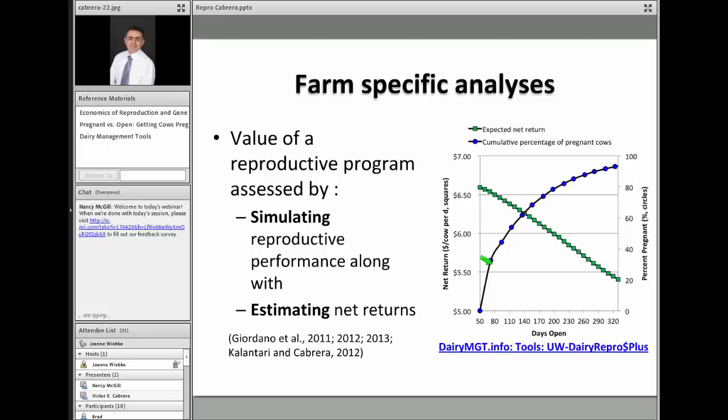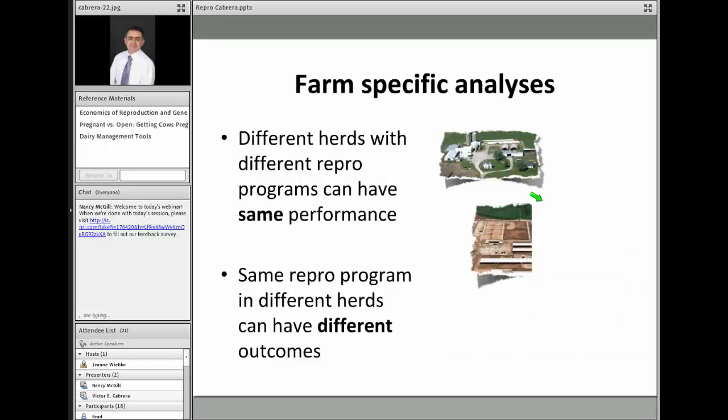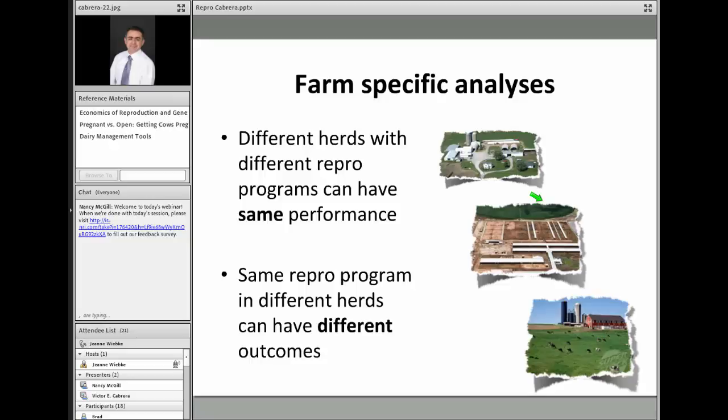The nice thing of this tool is that this is being calculated for you internally. You don't need to worry about that. What you need to worry about is to enter your own information. Okay? The rationale behind this tool is that different herds with different repro programs could have the same performance, for example, as well as the same repro program used in different herds can have different outcomes.